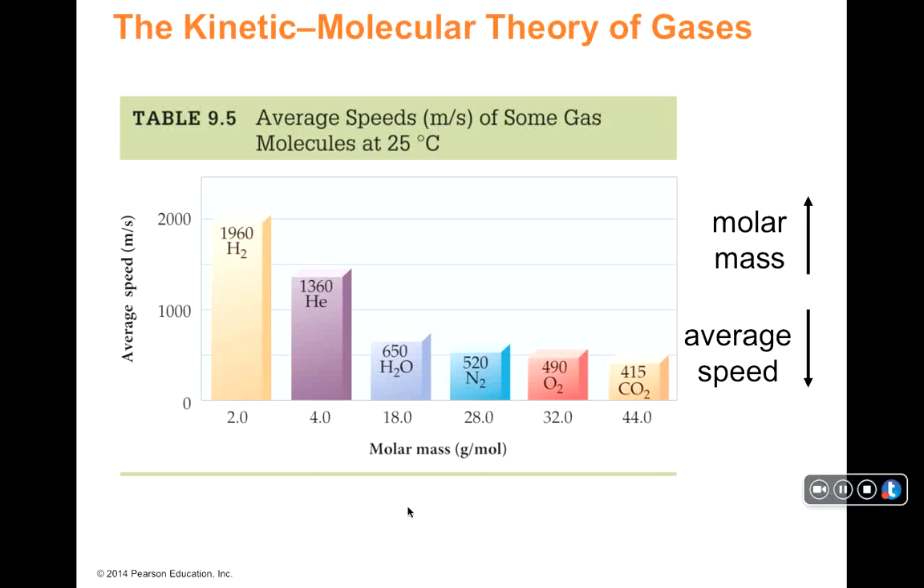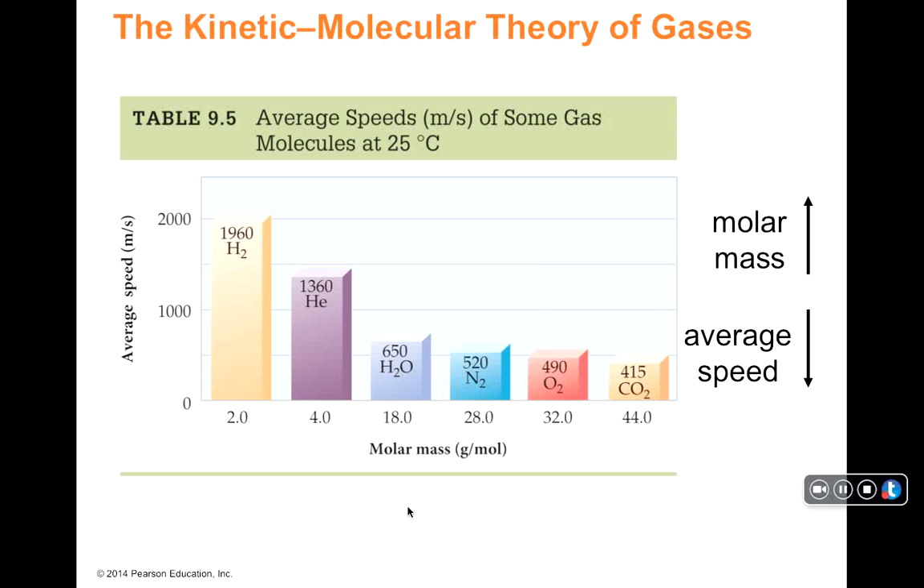There's a relationship between the molecular weight of a gas and the relative average speed of that gas. What you can see on this chart here is as the molar mass increases, the average speed goes down. Hydrogen gas's average speed is 1,960. Its molar mass is 2. Whereas if you look over on the right, carbon dioxide's molar mass is 44, yet its average speed is only 415, and you can see that general trend.